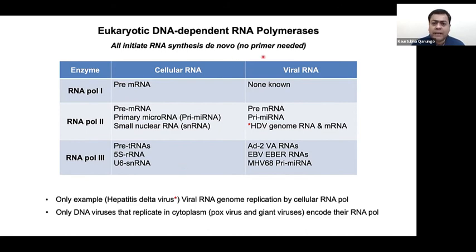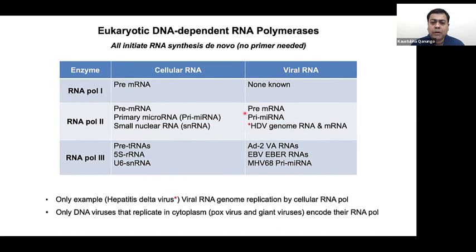And it's a de novo synthesis, no primer is needed. The RNA polymerases bind to the specific site and start the initiation. And you can see that the RNA pol 1 in the cellular system makes the pre-mRNA. Whether it actually transcribes any viral RNA or not, it is not known. RNA pol 2 is the one that we are going to discuss the most, and this is the enzyme which makes the pre-mRNA and also the primary microRNA and small nuclear RNA.